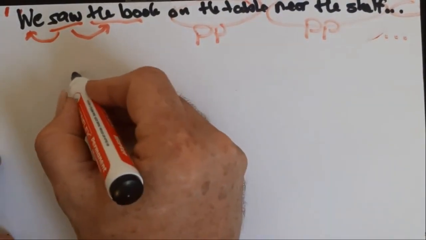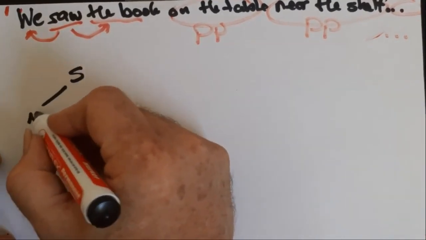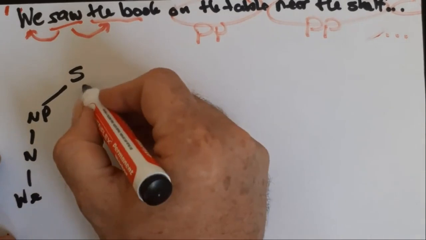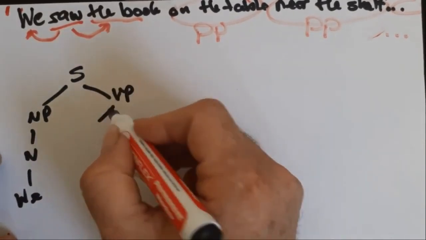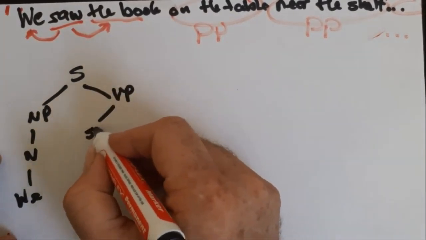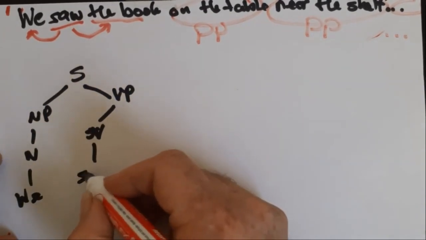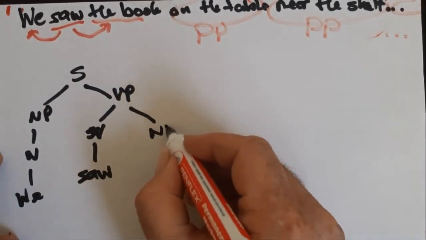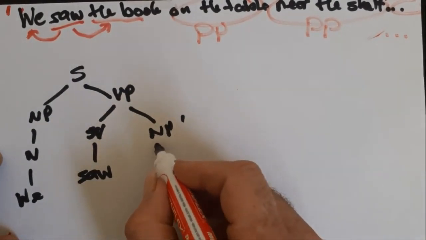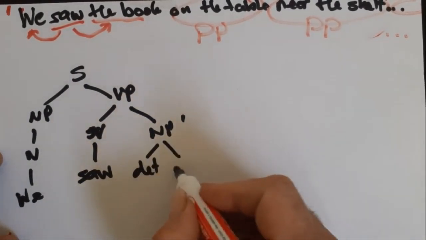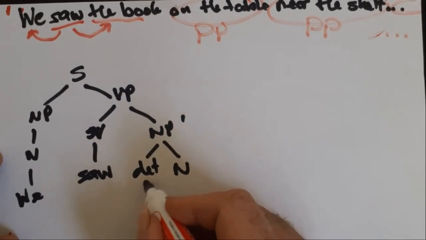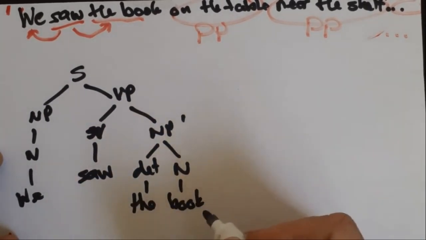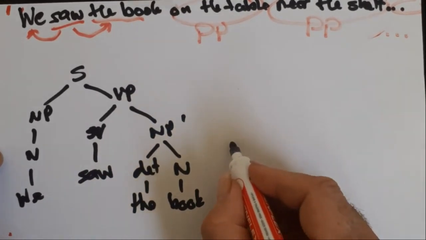To diagram this, we'll start out in the usual way. Sentence breaks into a noun phrase and a verb phrase. The verb phrase is headed by the verb saw, and it also selects a noun phrase, patient, the book. This leaves a number of prepositional phrases.